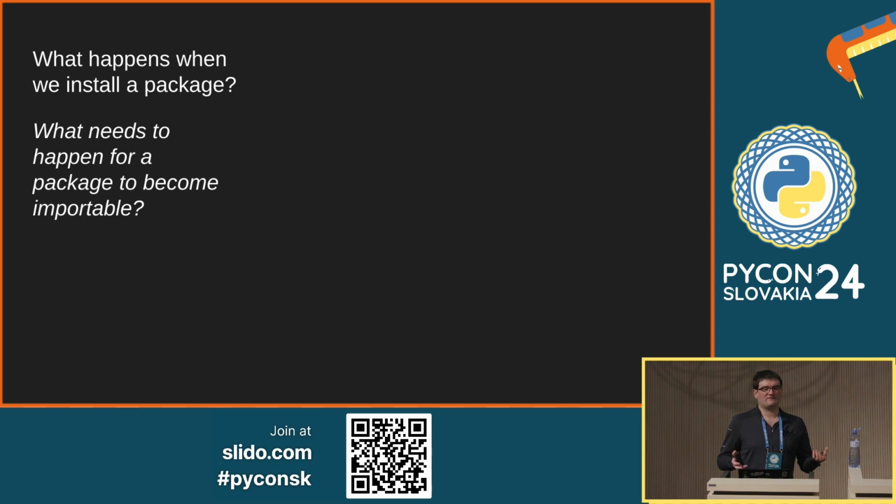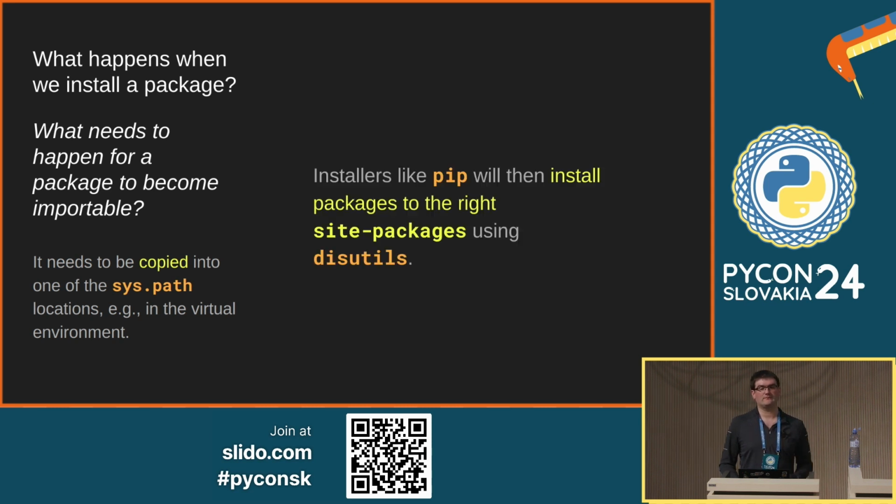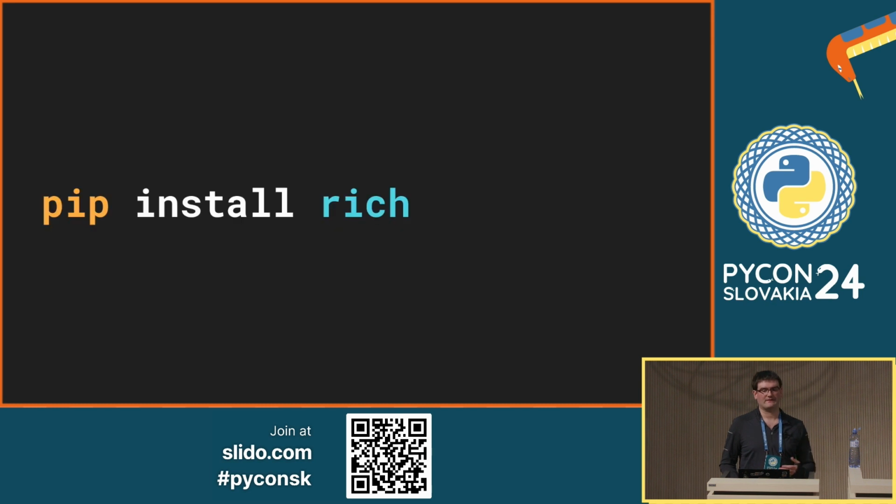Well, the answer becomes quite straightforward. If we ask what actually needs to happen for a package to become importable so that we can install it, we just need to have it in one of our sys path locations or available to a finder. And so generally installers like pip, all they do is use this package distutils to make sure that it bundles up the code into a format that Python accepts, and then puts it into the site-packages module directory at the correct location.